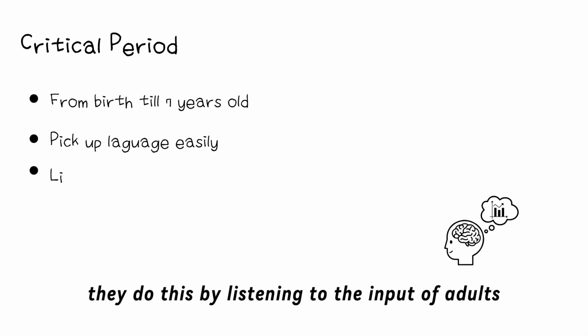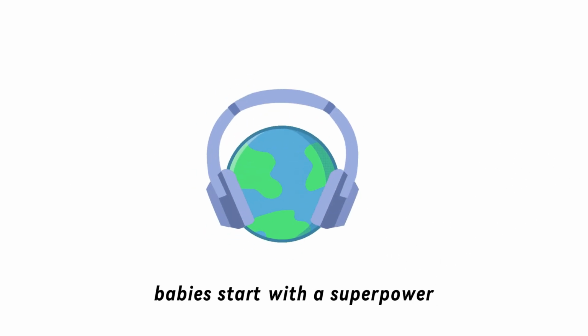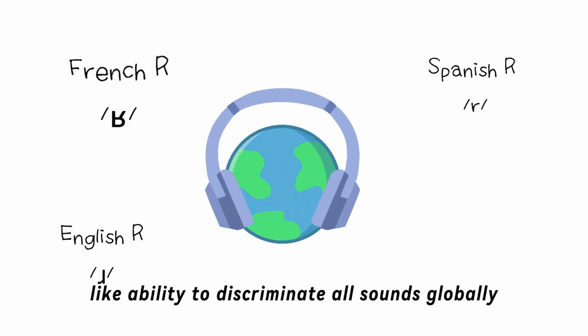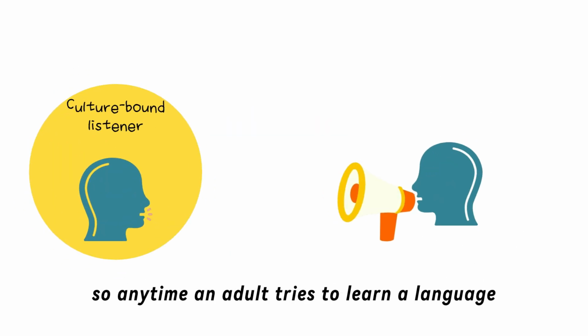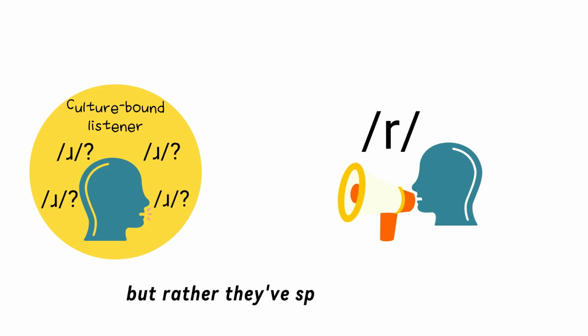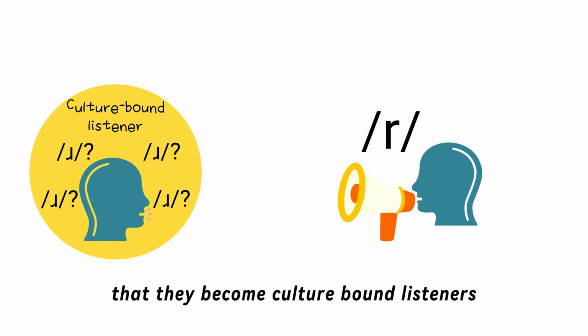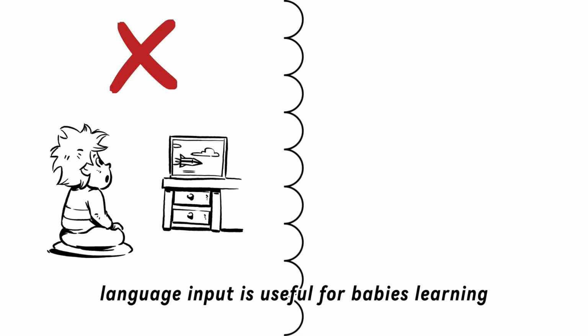They do this by listening to the input of adults around them and are constantly acquiring and refining the knowledge they learn, taking statistics. Babies start with a superpower-like ability to discriminate all sounds globally, regardless of what language their immediate environment speaks. So anytime an adult tries to learn a language and struggles with pronunciation, it's not because their mouth can't move in that way, but rather they've spent years taking statistics on their native language that they become culture-bound listeners. It has been proven, fascinatingly enough, that only an in-person language input is useful for babies' learning.